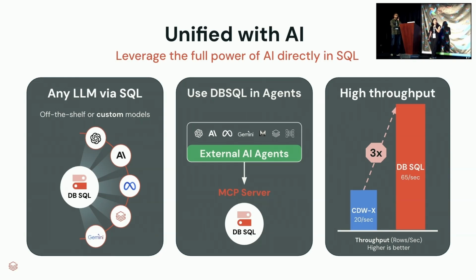And third, high throughput. So our CDWX benchmark shows 3 times better throughput than competitors. And so this is particularly useful if you're doing batch LLM inference over millions of rows. That performance advantage can be critical. And all of this is accessible through Airflow through the Databricks SQL operator.